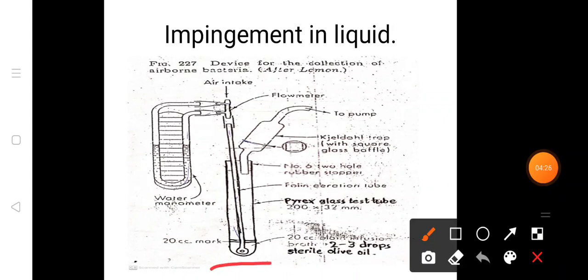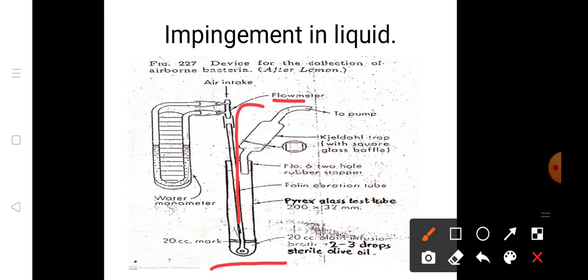This entire sampler can be sterilized by autoclaving, or by rinsing with 70% alcohol, and then we have to dry it. Whatever air comes from the flow meter will pass through the fouling aeration tube.